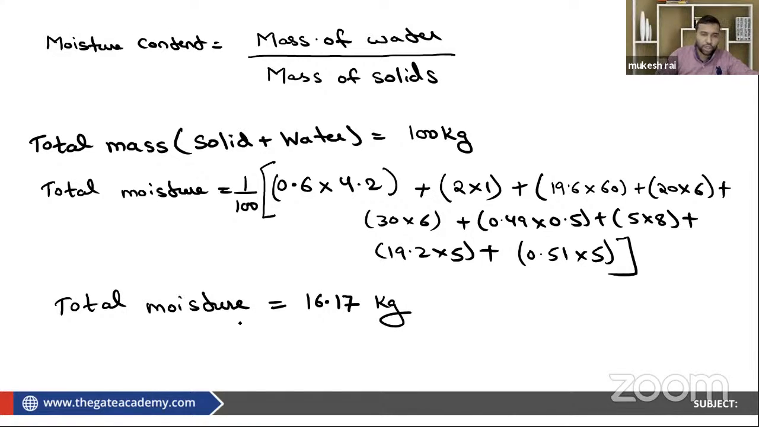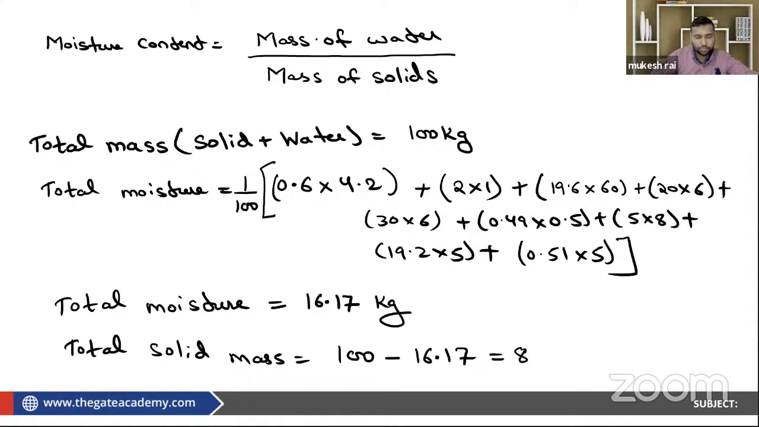Now, we have the total moisture quantity, that is 16.17 kg. We have the total mass, that is solid plus water, equal to 100 kg. So, what is the total solid mass? It will be equal to 100, the total mass, minus the mass of water, which is 16.17. Just solve it, you will get the total solid mass. 83.83. Very good. 83.83 kg, that is the total solid mass.